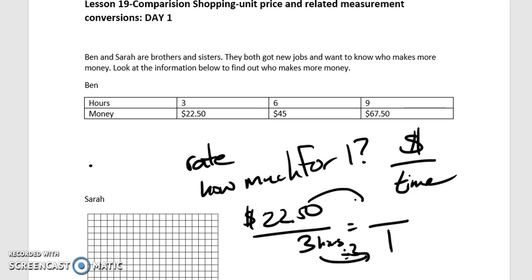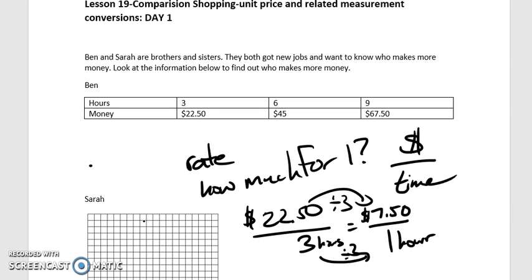If I divide it by 3, go ahead, ladies and gentlemen, punch that into your calculator. Hit the pause button if you need to get your calculator out. Punch in $22.50 divided by 3, and we get, what is that? How much money is that? Yes, $7.50 for the 1 hour. So we've got the rate here for Ben.